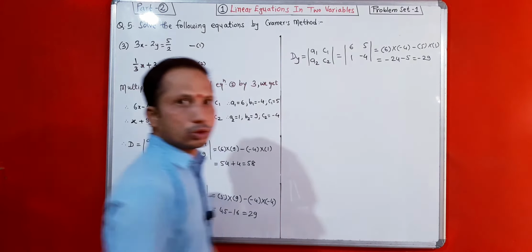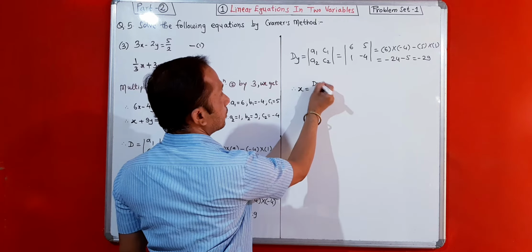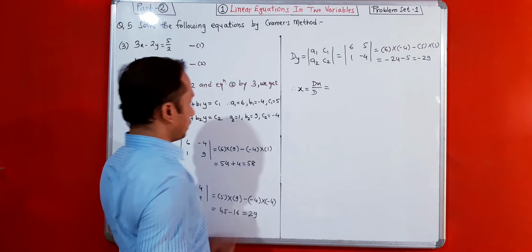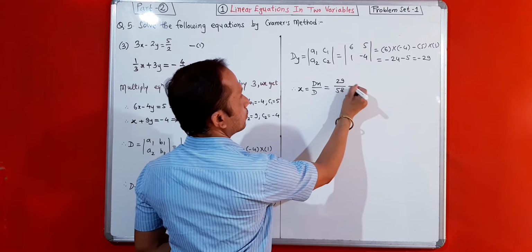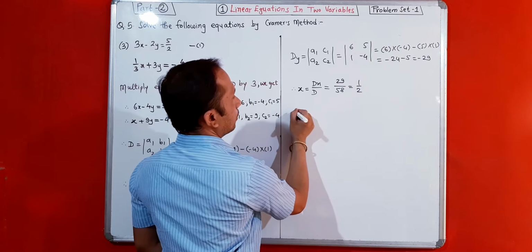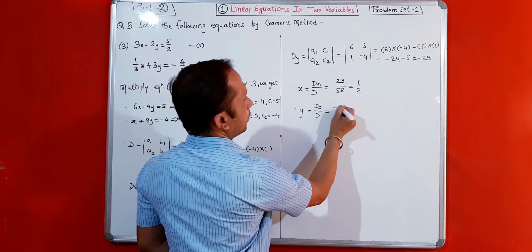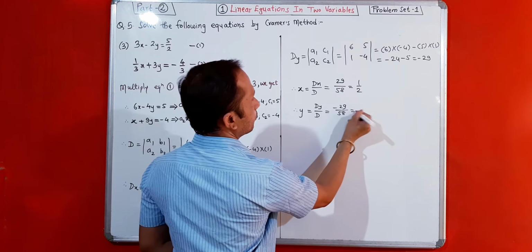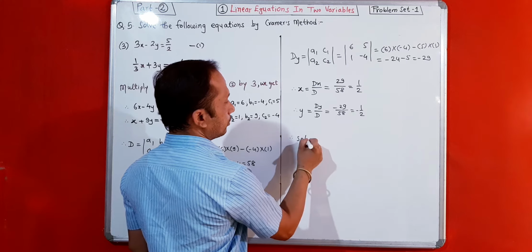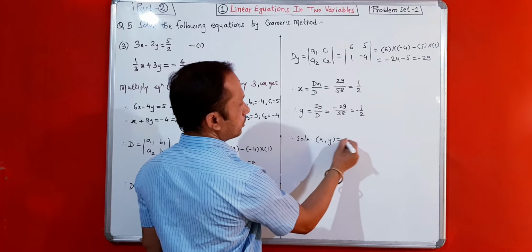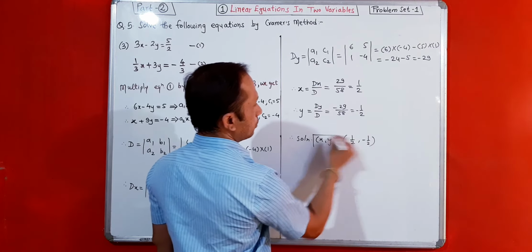Okay, so now find the final value. Therefore x is equal to Dx upon D. So what is Dx? It is 29 upon 58, so it is 1 upon 2. Therefore y is equal to Dy upon D. So it is minus 29 upon 58, so it is minus 1 upon 2. Therefore the solution x comma y is equal to 1/2, minus 1/2. So this is our final solution.